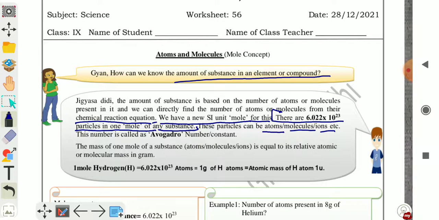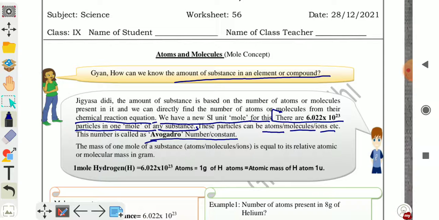This number is called Avogadro number or constant. Which number? 6.022 into 10 raised to the power 23. This number of particles is called Avogadro number.